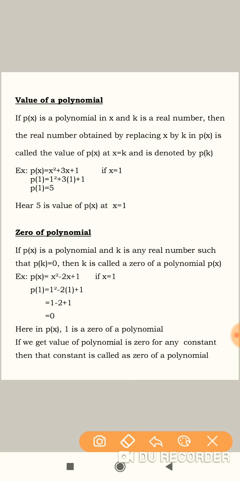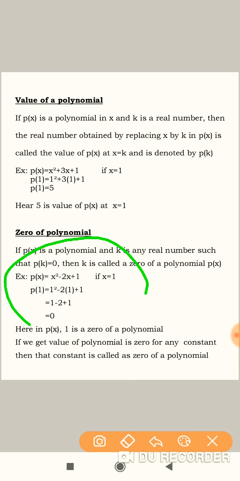Next, zero of a polynomial, which may also be called zeros of a polynomial. Definition: if p of x is a polynomial and k is any real number such that p of k is equal to 0, then k is called the zero of the polynomial p of x. The meaning is that when you replace the variable x by a constant k and get the value 0, that constant is a zero of the polynomial.